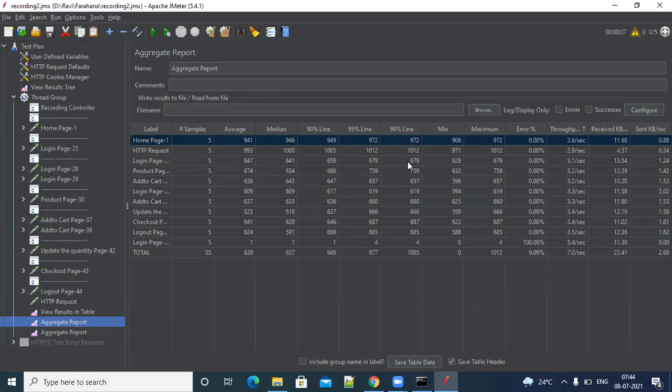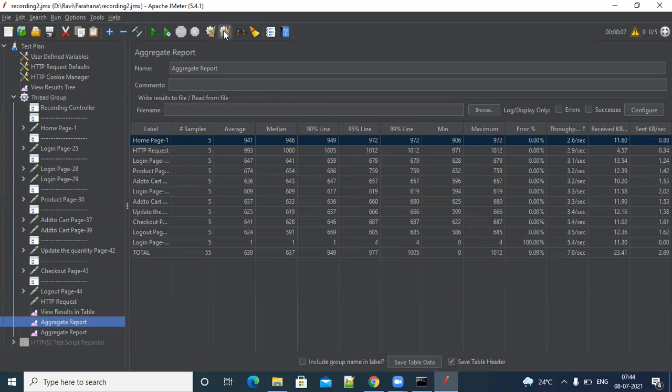So whenever you run your script, you should always check whether these three are near to each other or not. Not much difference, but near, because we are executing the same load for the same request. Okay, got it, right? So this is the aggregate report.